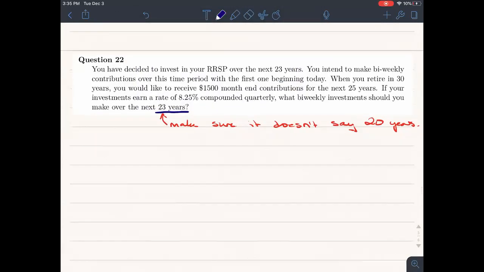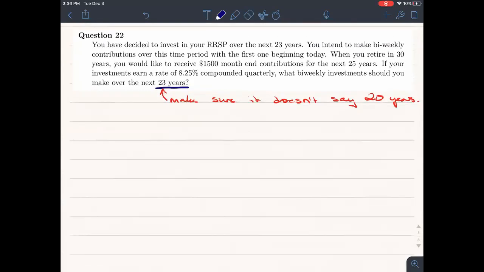So you've decided to invest in your RSP over the next 23 years. You intend to make bi-weekly contributions over this time period, with the first one beginning today, right? So they're at the beginning of the payment period. When you retire in 30 years, you would like to receive $1,500 a month for the next 25 years. So we've got 23 years, 7 years where it just sits, and then 25 years where you're getting payments. If your investments earn a rate of 8.25% compounded quarterly, what biweekly investments should you make over the next 23 years?